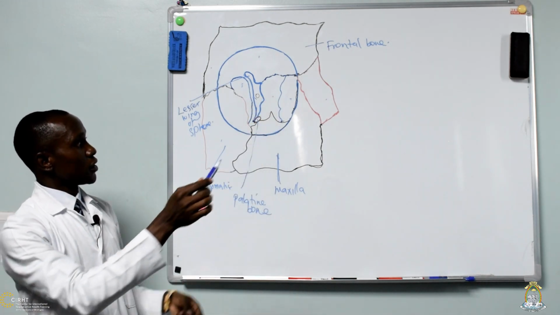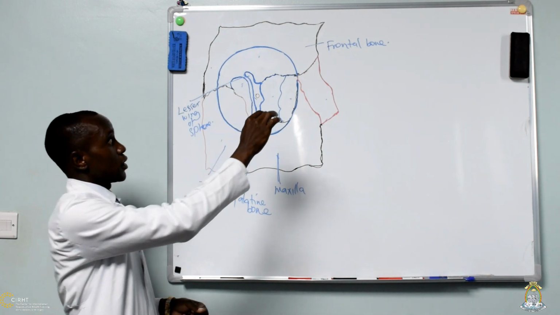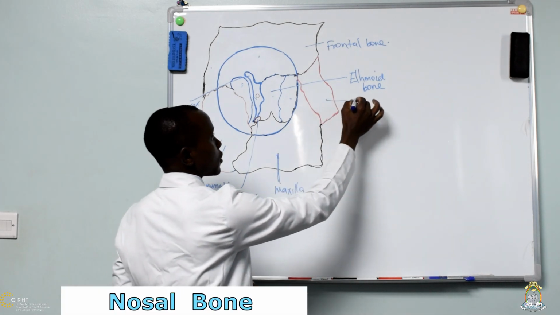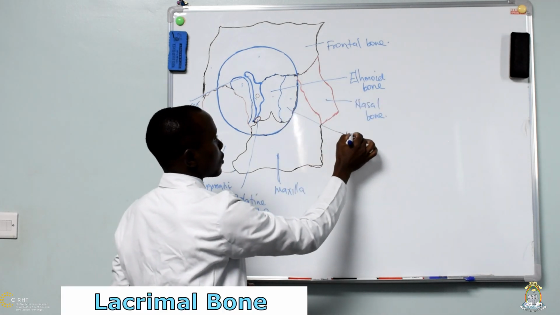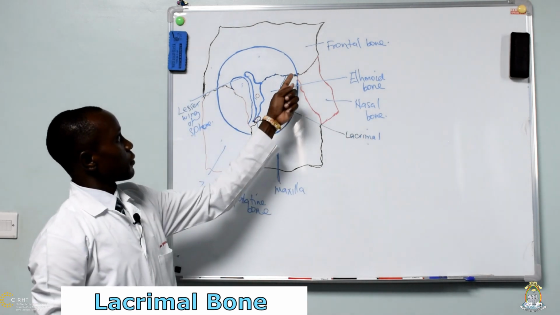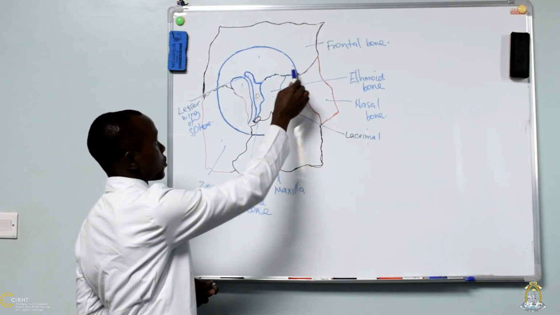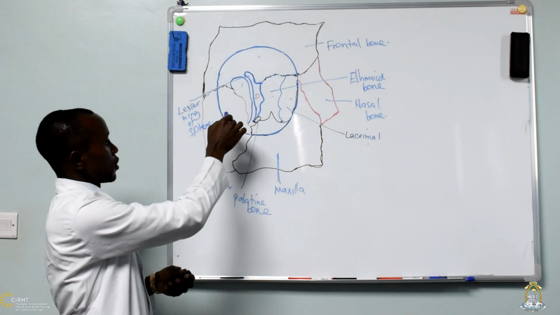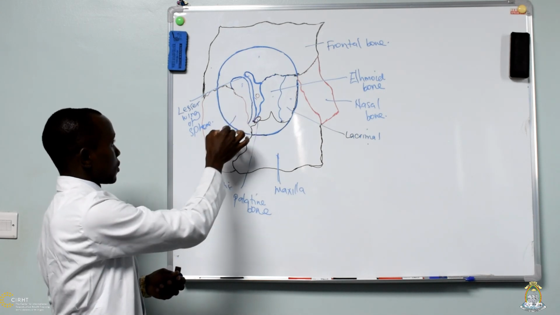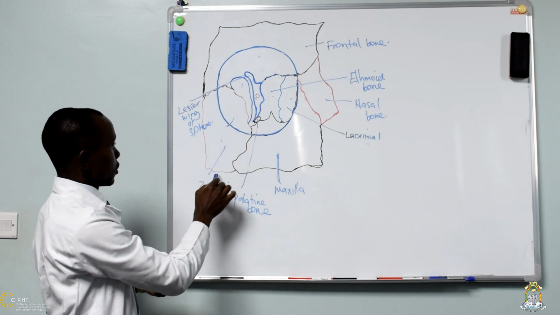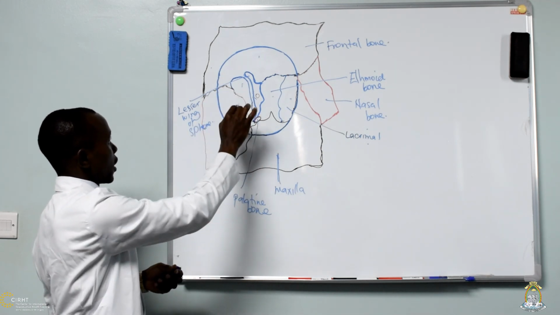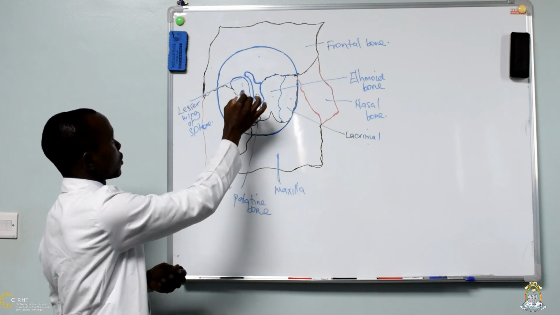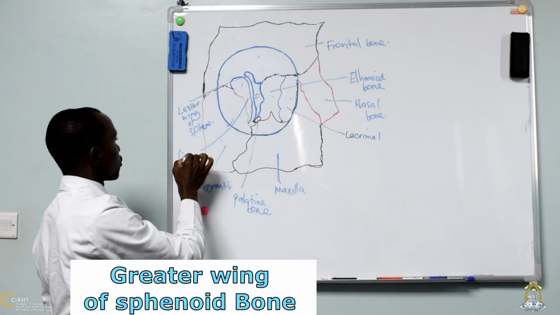Then we have the medial wall. The medial wall is contributed by the ethmoid bone, the nasal bone, the lacrimal bone, with some contribution of the orbital plate of the frontal bone. The lateral boundary is majorly contributed by the orbital plate of the zygomatic bone. We have the zygomatic bone because this is a very big bone, and it gives the lateral wall of the bony orbit, together with some little contribution from the greater wing of sphenoid bone.